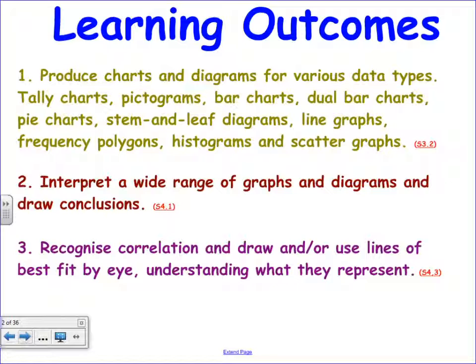Okay? And the final outcome is for tomorrow only, and that's specifically about scatter graphs, where we have to draw a line of best fit and talk about something called correlation. The important thing about today and tomorrow is 80% of the marks you get in Unit 1 are to do with what we're doing today and tomorrow.